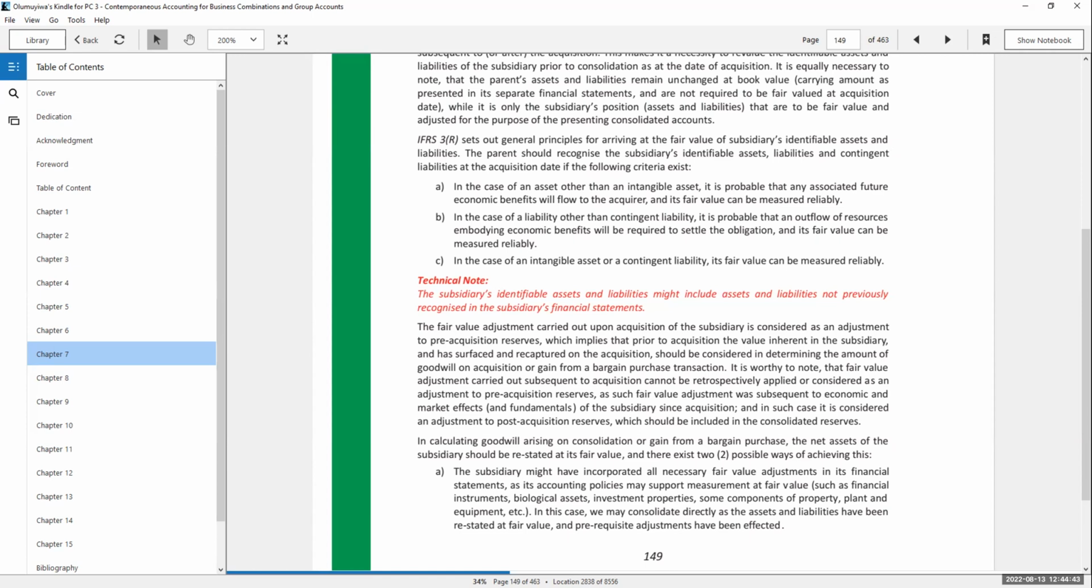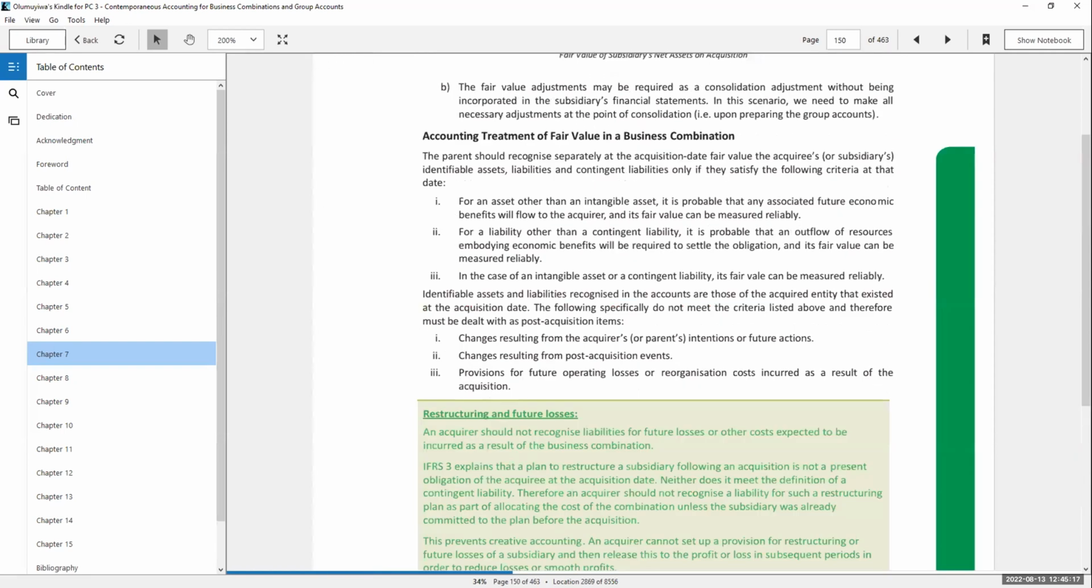And there exist two possible ways of achieving this. A, the subsidiary might have incorporated the necessary fair value adjustment in its financial statements, and its accounting policy may support measurement at fair value, such as financial instruments, biological assets, investment properties, some components of property, plant, and equipment, etc. In this case, you may consolidate directly, as the assets and liabilities have been restated at fair value and pre-acquisition adjustments have been effected.